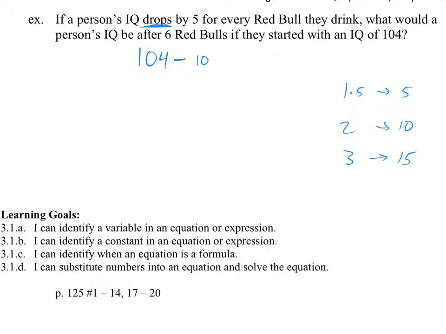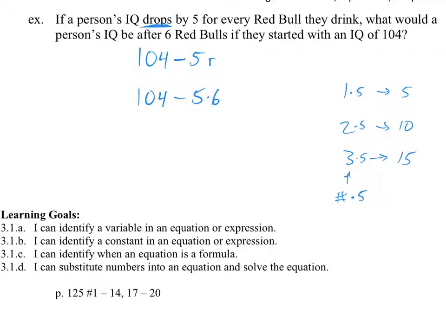Well, if I add 4 here, does it give me 10? Nope. But if I multiply by 5, it gives me 10. So basically I take the number of Red Bulls times 5, and that gives me how much it drops. Agreed? So if you wanted to write the formula and feel like you're really kicking butt, you could say 104 minus 5R. But either way you do it, you end up with 104 minus 5 times 6. And that's what Katie was saying.